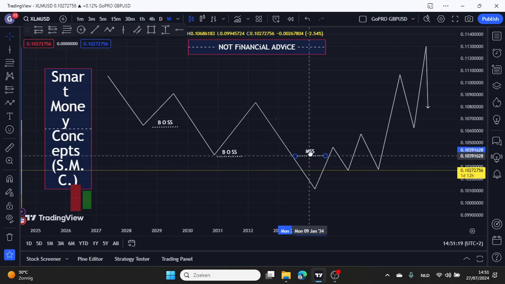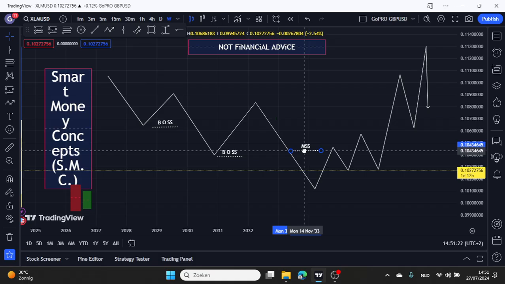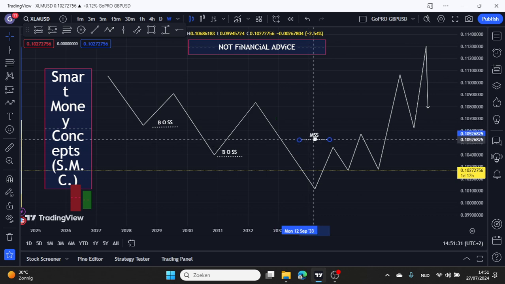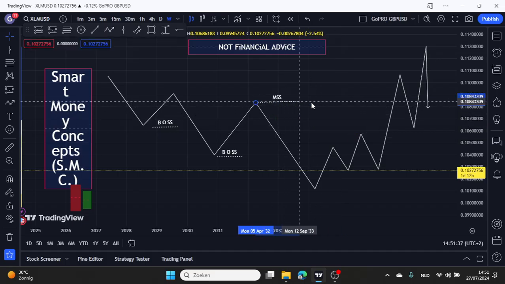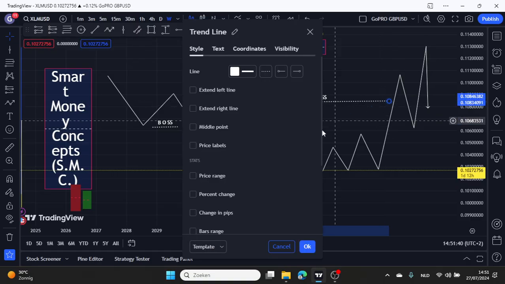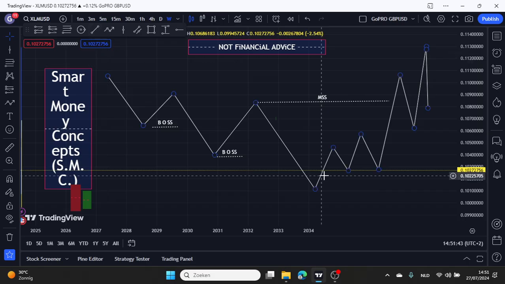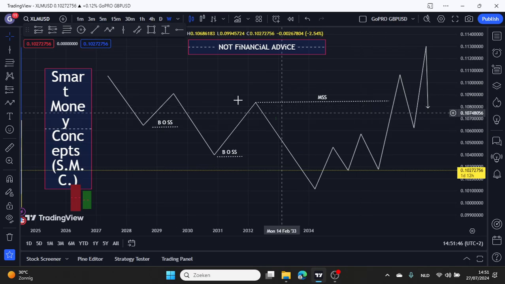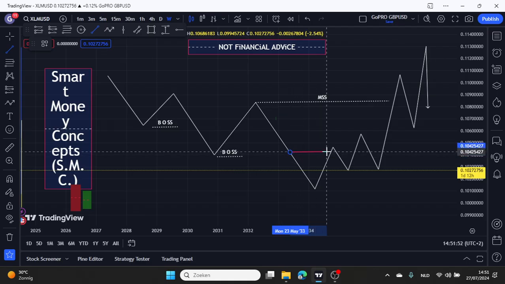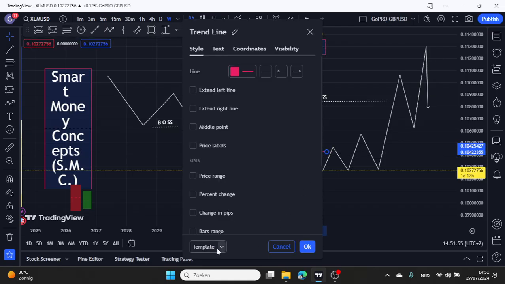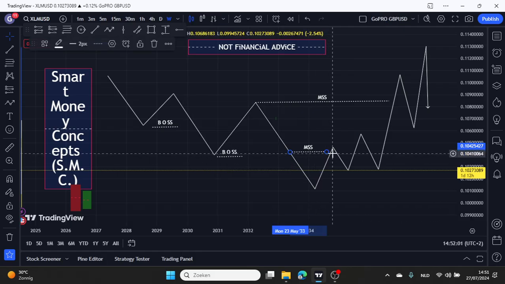And now for our entry model, we are looking for a market structure shift. Now imagine we're looking at the 5 or 15-minute time frames, then this isn't a valid market structure shift. The valid market structure shift would only happen here. But if we go to a lower time frame, say we're on the 15 minutes and we check the 1 minute, then it can be that we have a fractal market structure shift here.